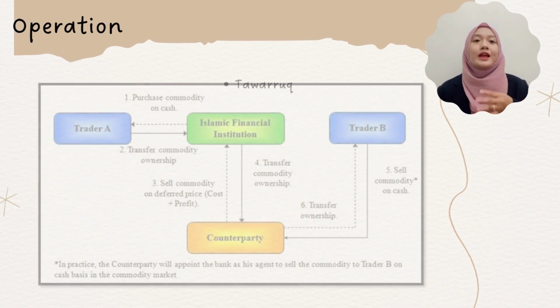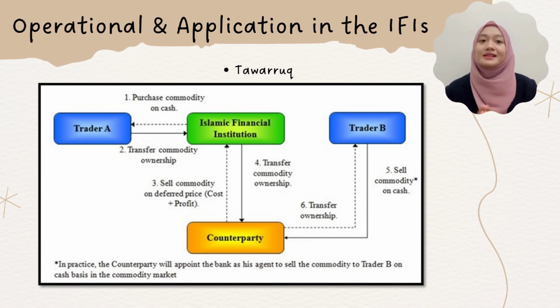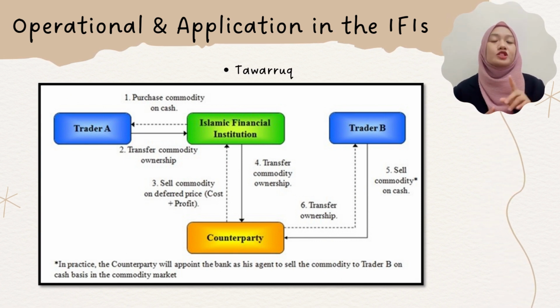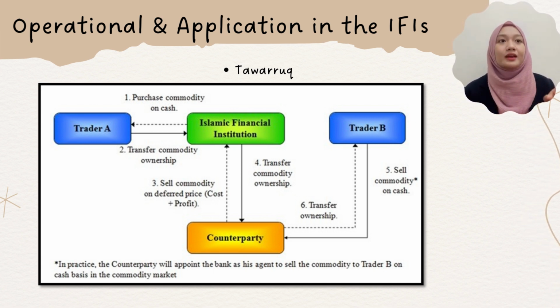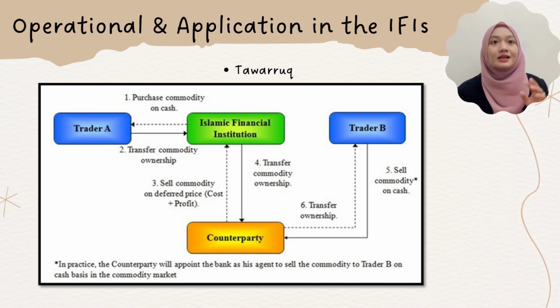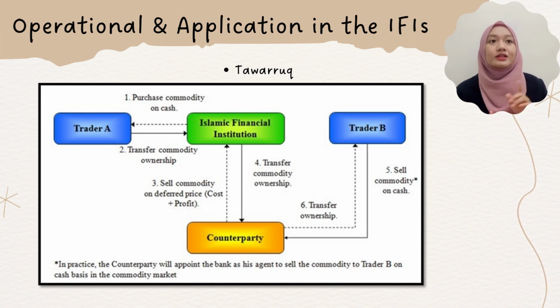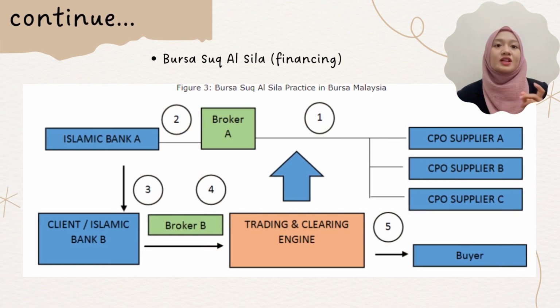Next, the operational application in Islamic financial institutions. Generally, the concept of the Tawarruq contract is like this picture. First, the Islamic financial institution will purchase the commodities in cash from trader A, and then trader A will transfer the commodity ownership. Next, the Islamic financial institution sells the commodity at a deferred price to the counterparty, and then the counterparty transfers the commodity ownership. Next, the counterparty sells the commodity in cash to trader B, and lastly, the ownership is transferred to trader B. In addition, the Tawarruq uses the Bursa Suq al-Sila'.